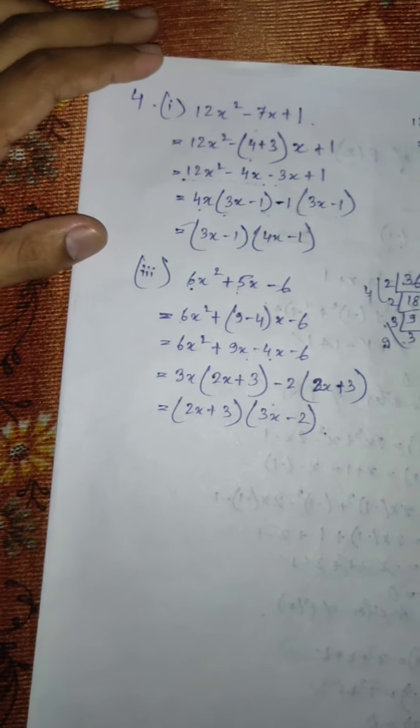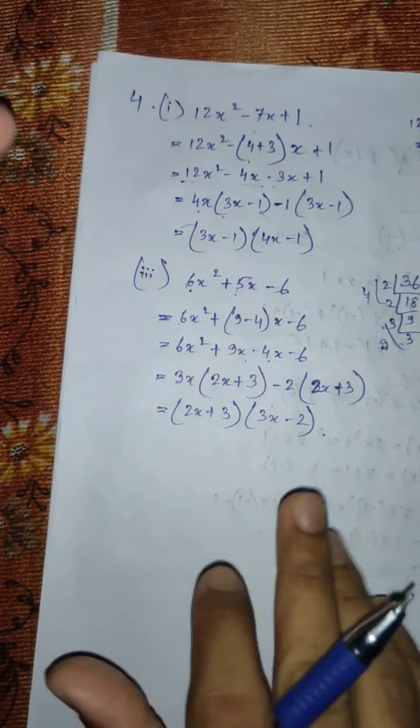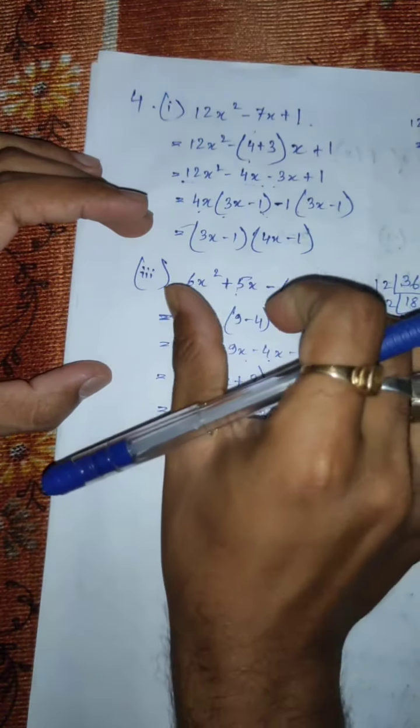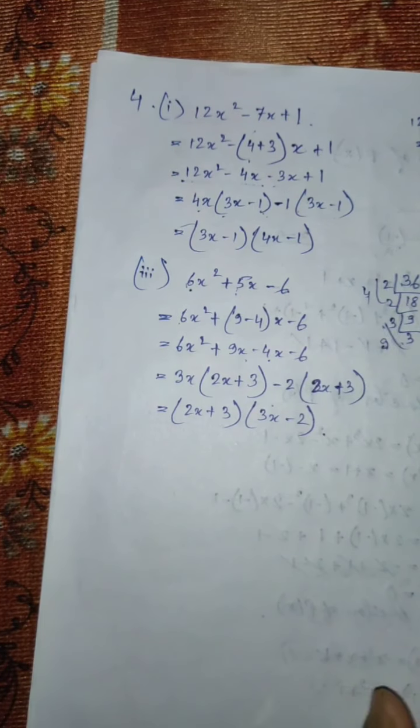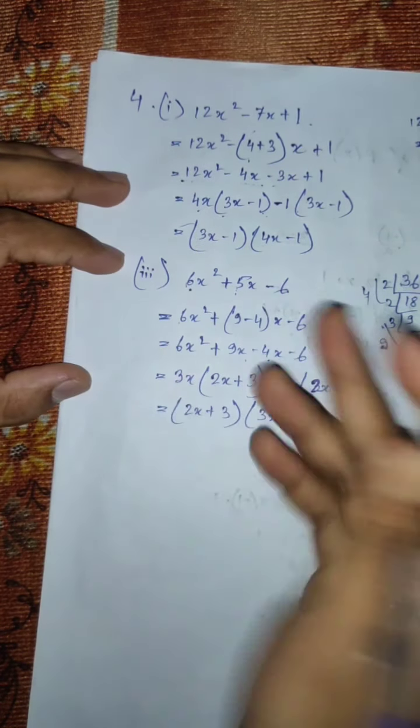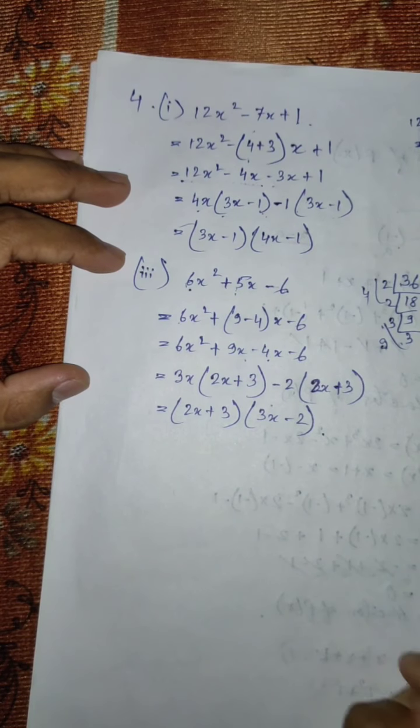Alright, and if the quadratic polynomial is not arranged in this way, you have to arrange it first and then start factorizing. Okay.